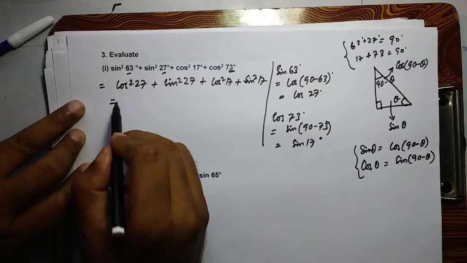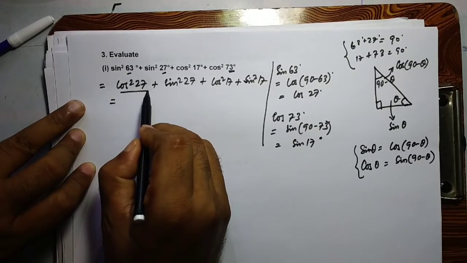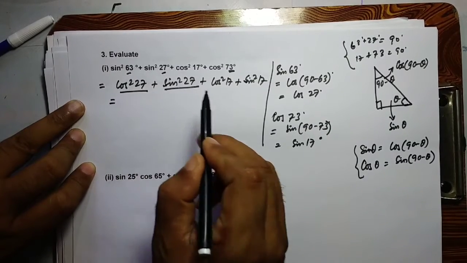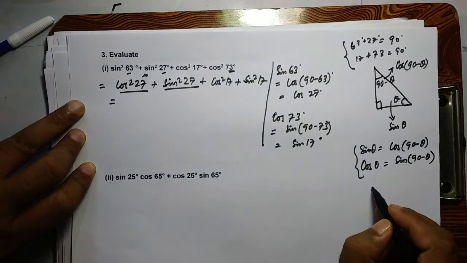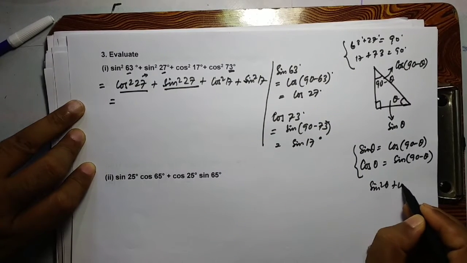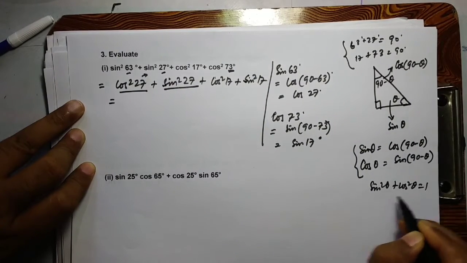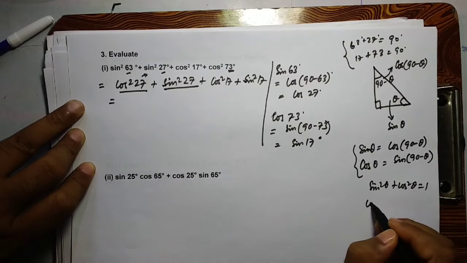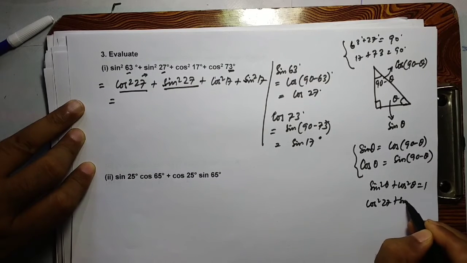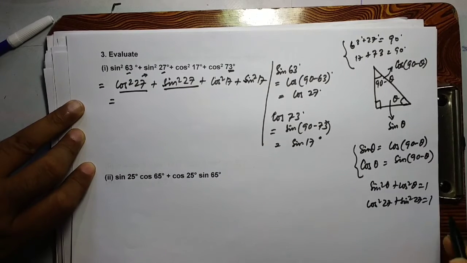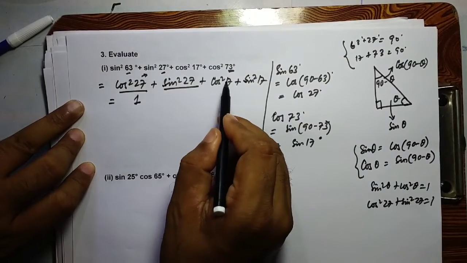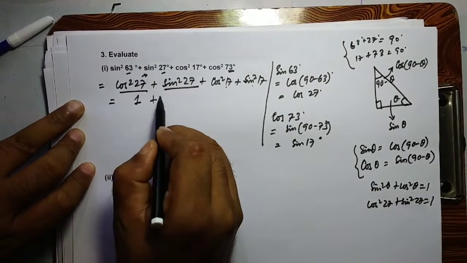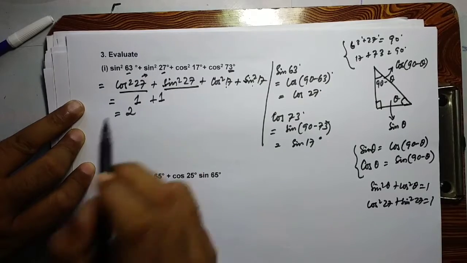Okay. So this is cos square 27 plus sine square 27. If you take it as theta, then you know sine square theta plus cos square theta equal to 1. Here theta is only 27, so cos square 27 plus sin square 27 you can write as 1. And this is also cos square theta plus sin square theta, which is also 1. So this is 2.